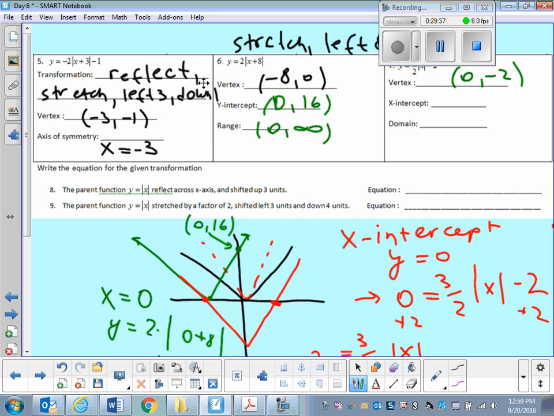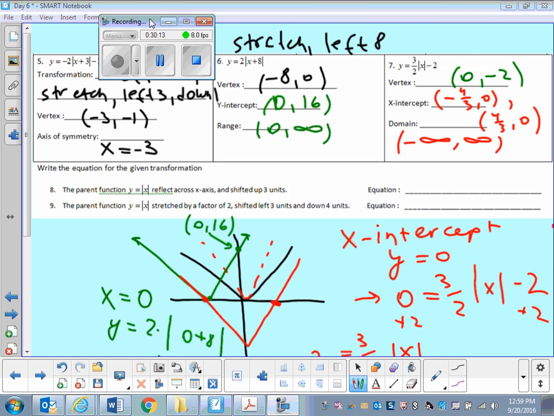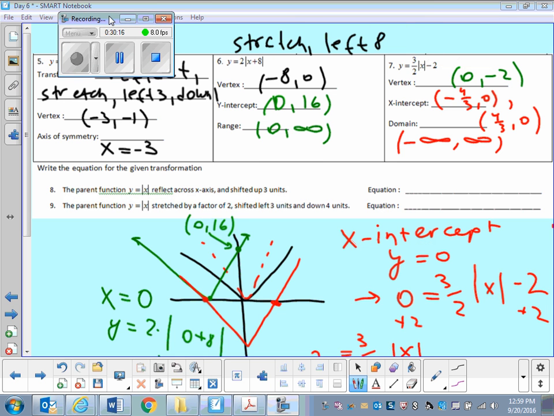So my x-intercepts are what? Minus 4 over 3, 0, and also 4 over 3, 0. Two x-intercept points. What about domain? What is the domain of this red function? Negative infinity to infinity, says Mary. Do we agree? Yes. Because there are no conditions on x. x can be anything, right? Domain is all about x. There's nothing about x. You can use any x.